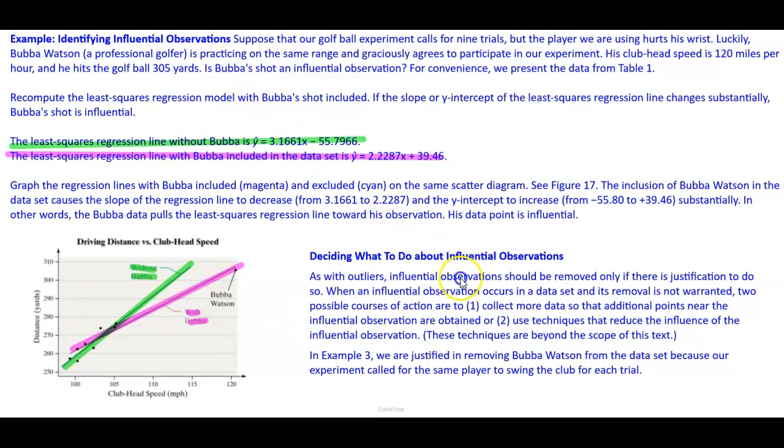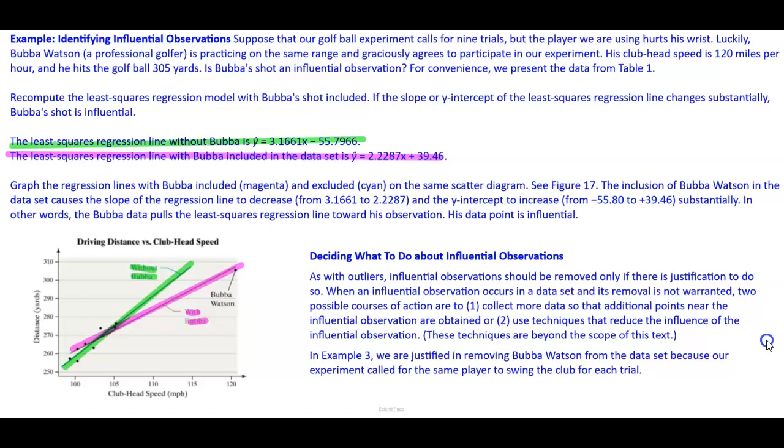Now, deciding what to do about influential observations. As with outliers, influential observations should be removed only if there is justification to do so. When an influential observation occurs in a data set and its removal is not warranted, two possible courses of action are to, one, collect more data so that additional points near the influential observation are obtained, or two, use techniques that reduce the influence of the influential observation. These techniques are beyond the scope of this text.